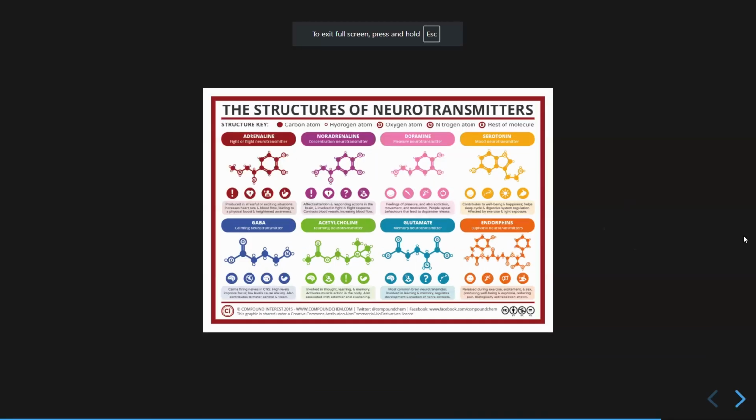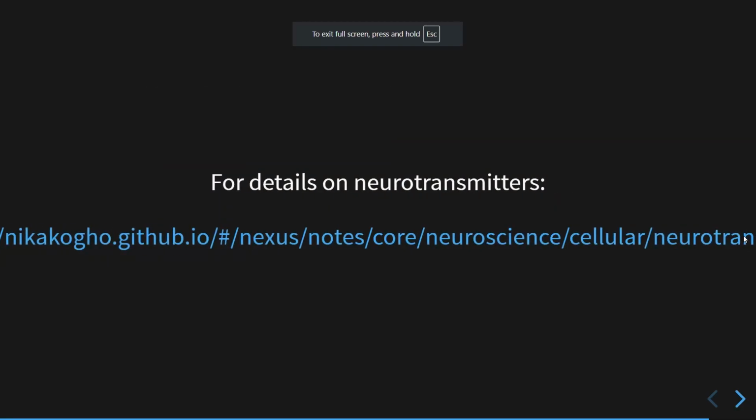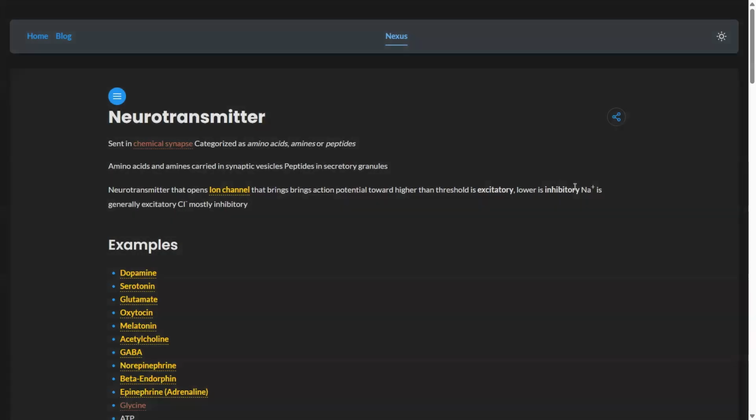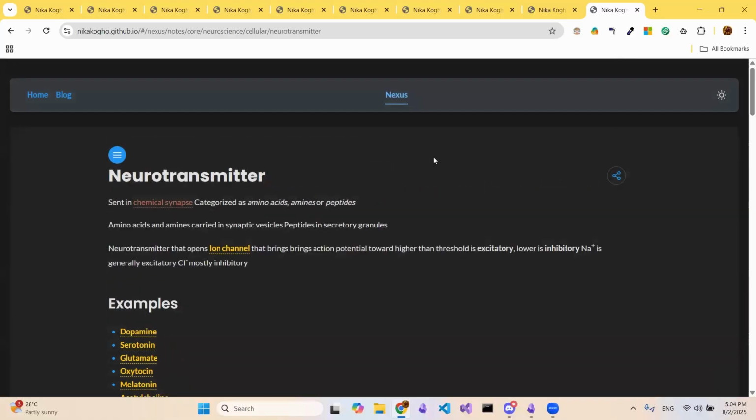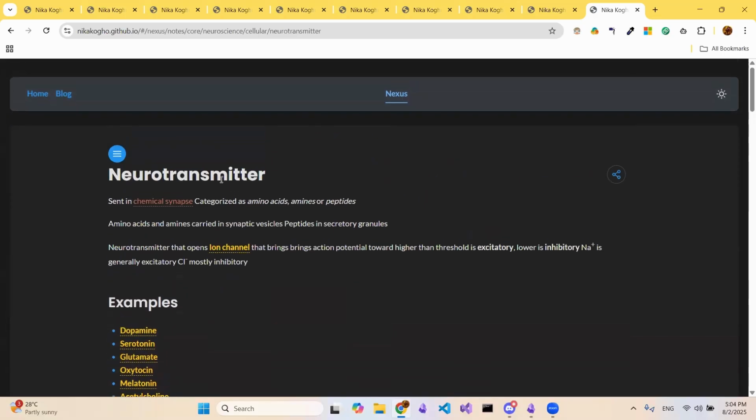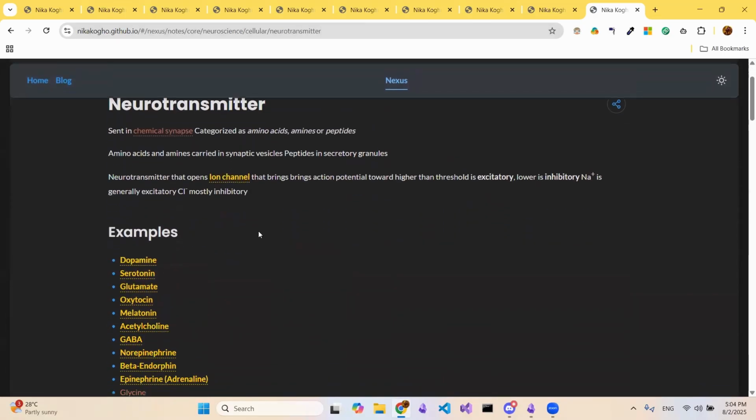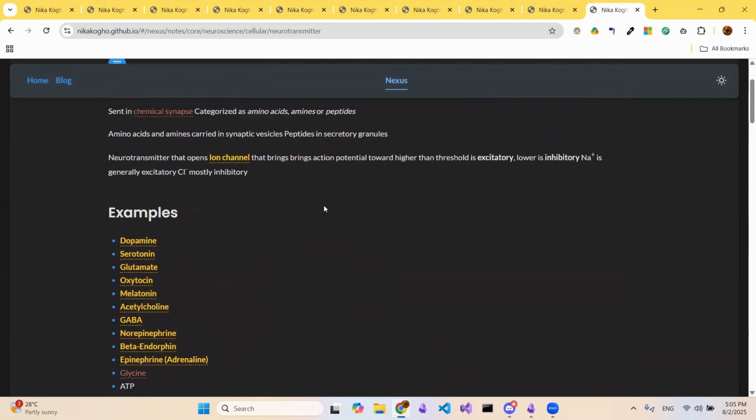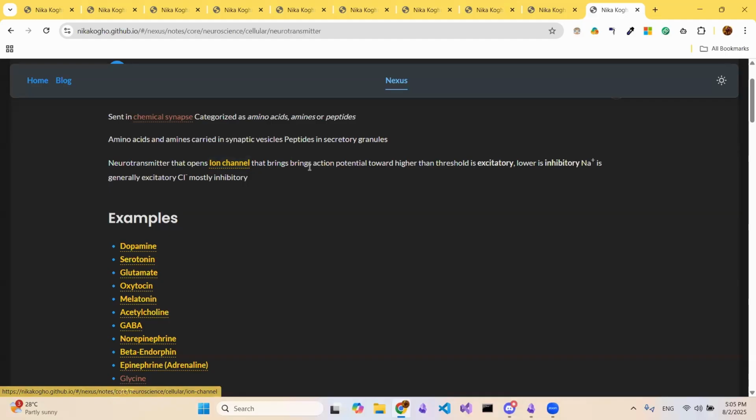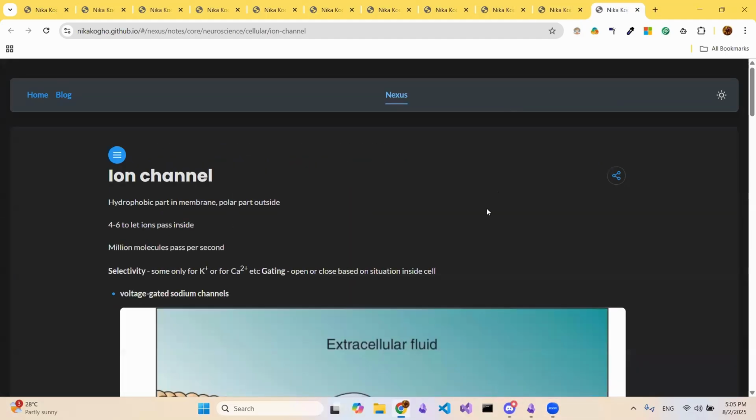Okay, let's continue. And by the way, I also write a bit about neuroscience topics, and you might find them useful for slightly deeper dives. For example, here I have a small post about neurotransmitters. I'll link it. Basically, they are chemical signals. They can be amino acids, amines, or peptides. This is more chemical detail that we may not need. We know that neurotransmitters work by opening ion channels on neurons. And let's actually discuss for a moment what ion channels are.